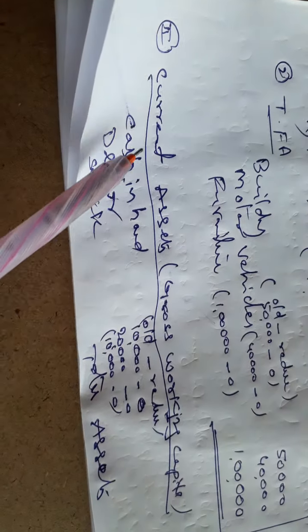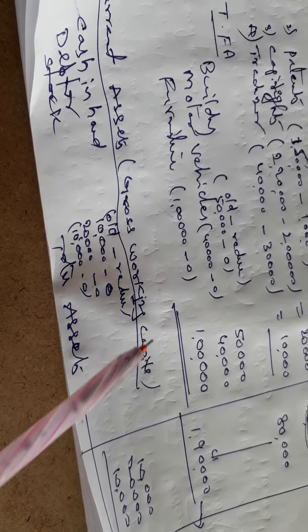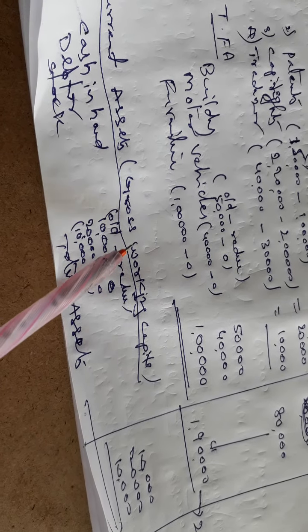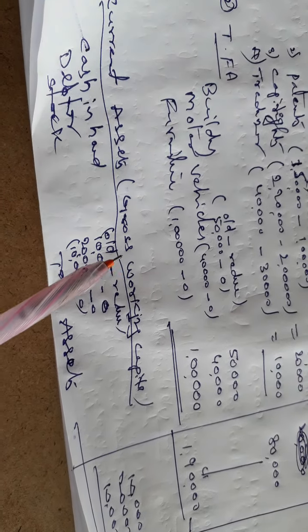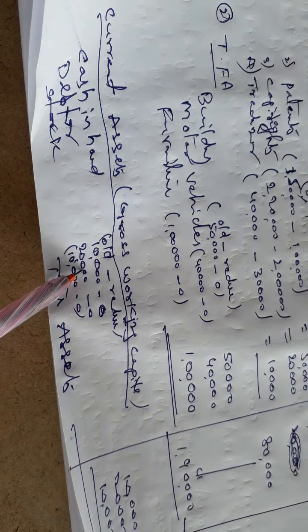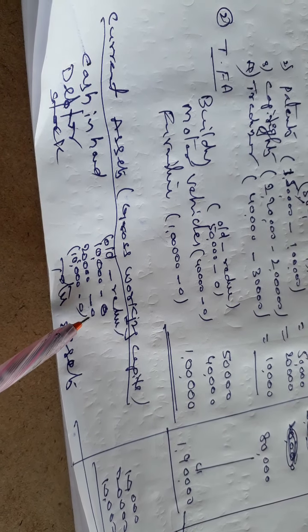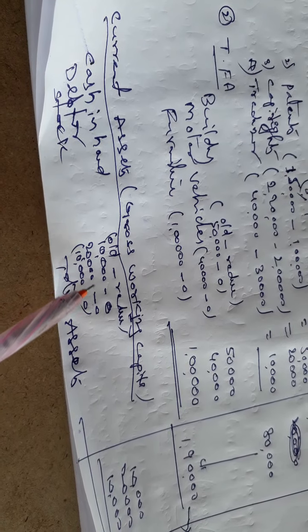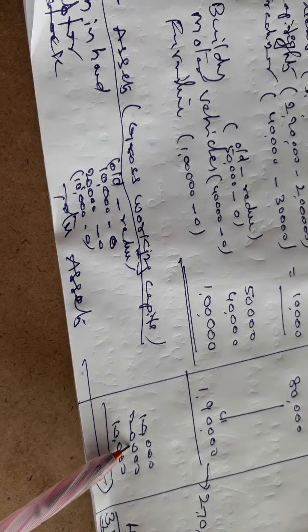Next, I am taking current assets. Another name for current assets is gross working capital, also called gross revolving capital. In that, I first take cash in hand, which is generally provided in the old balance sheet. Next, debtors, also provided in the old balance sheet. From that, please deduct the reduced value, Nana, and the new value will come.